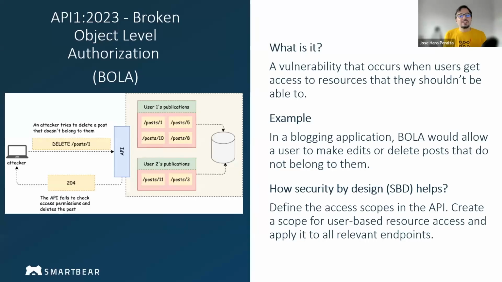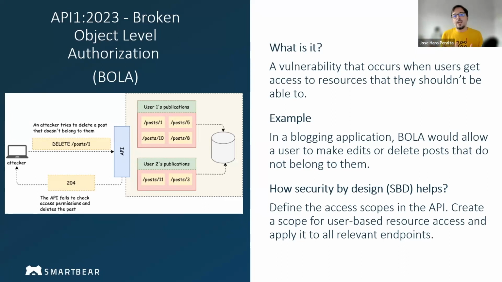All right. So the first vulnerability we're going to see here, broken object level authorization, is the first vulnerability listed in the OWASP list. So what is this? This is the ability of a user to access resources or operations in a server that don't belong to them, or that they shouldn't be able to access.